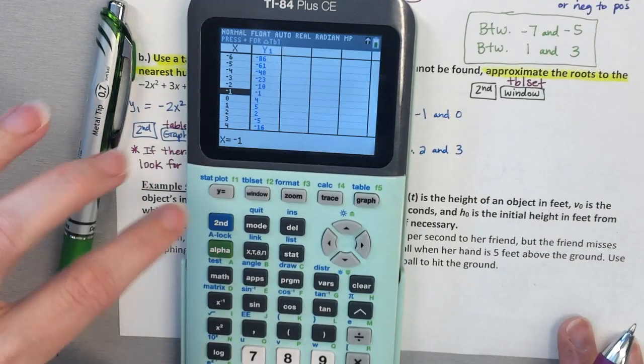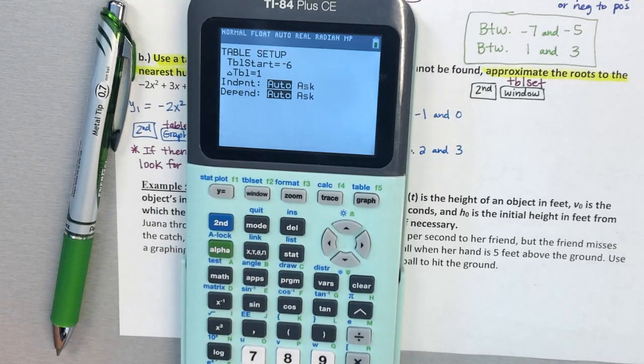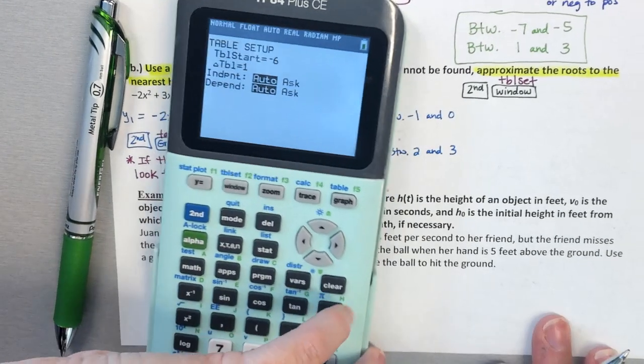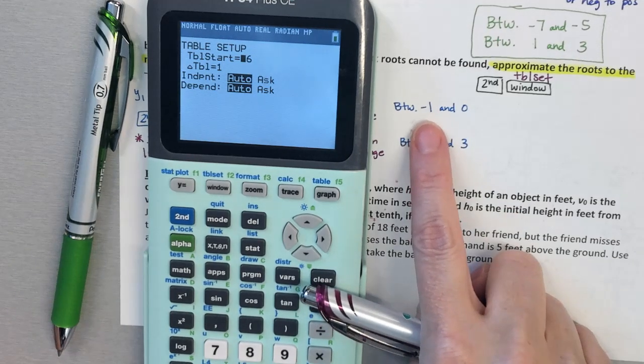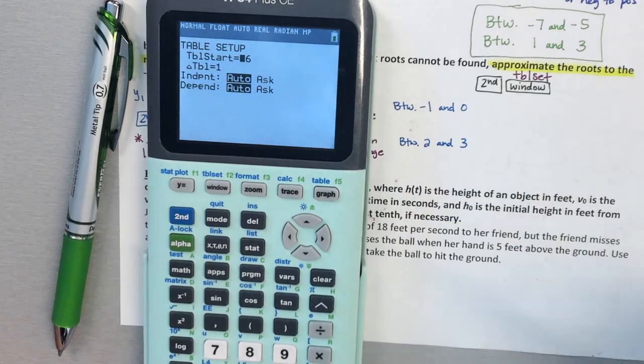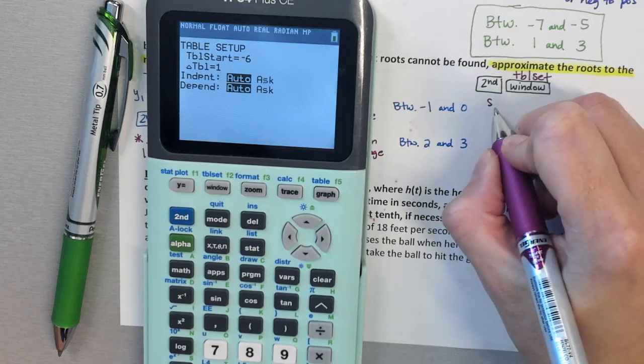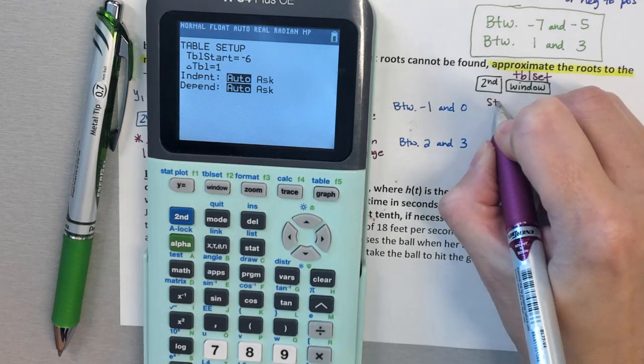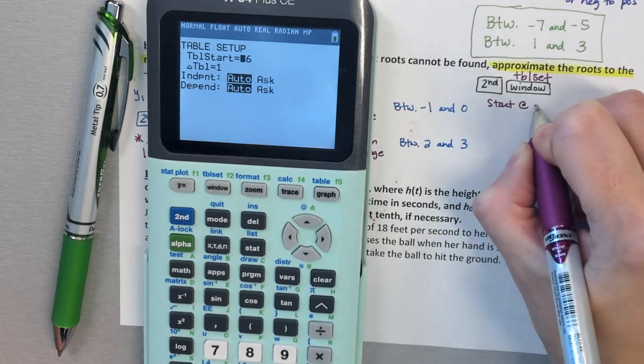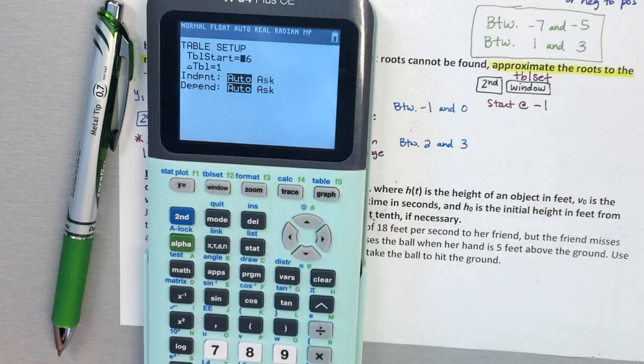Okay, so when you go to second table set, it's asking you where you want your table to start. Well, if you know that the 0 is between -1 and 0, what would be a good starting place? Yep, so we're going to start at -1. Okay, so that's your table start.